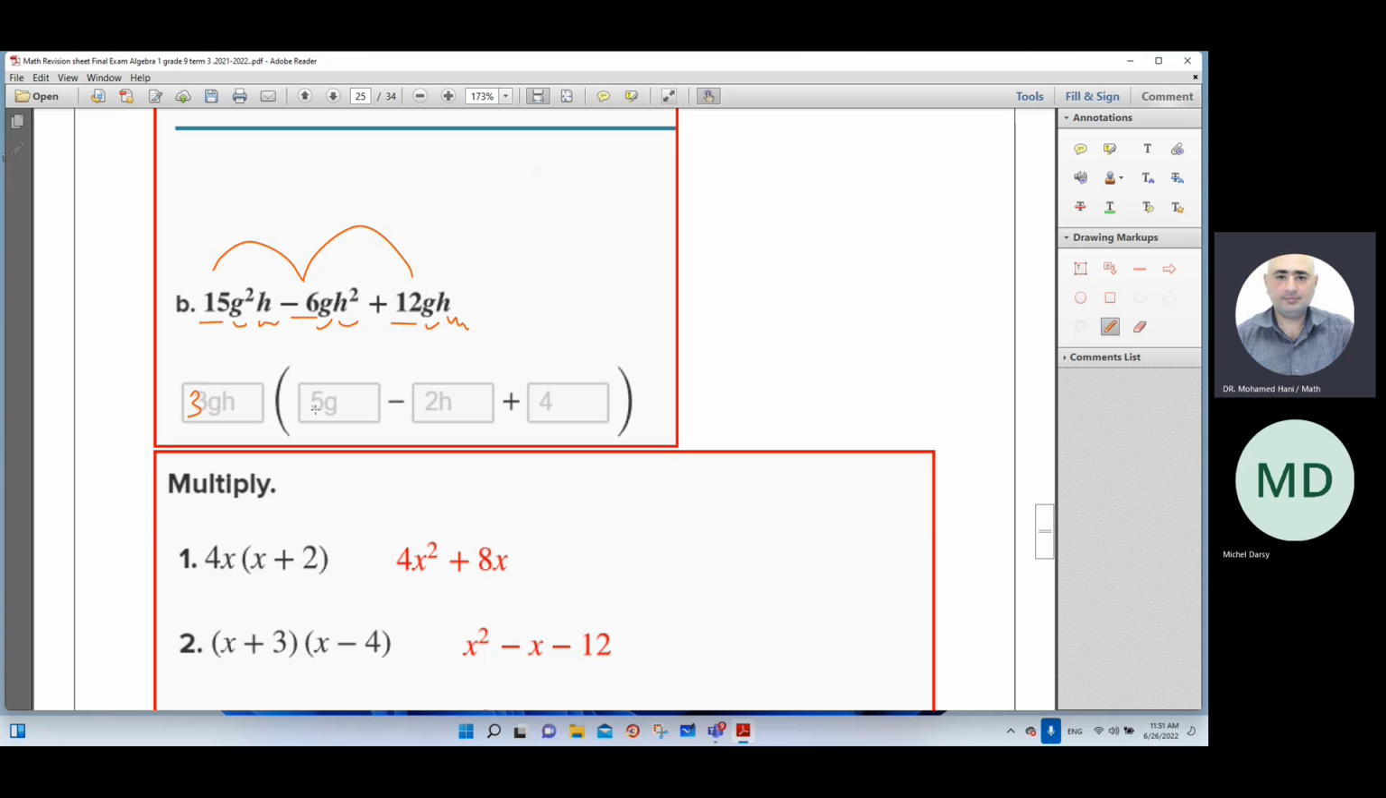15 divided by 3 will be 5. G squared divided by g will be g, and h divided by h will be 1. Also the second monomial, negative 6 divided by 3 will be negative 2, and g divided by g will be 1, and h squared divided by h will be h. And the third monomial, 12 divided by 3 will be 4, and gh divided by gh will be 1.